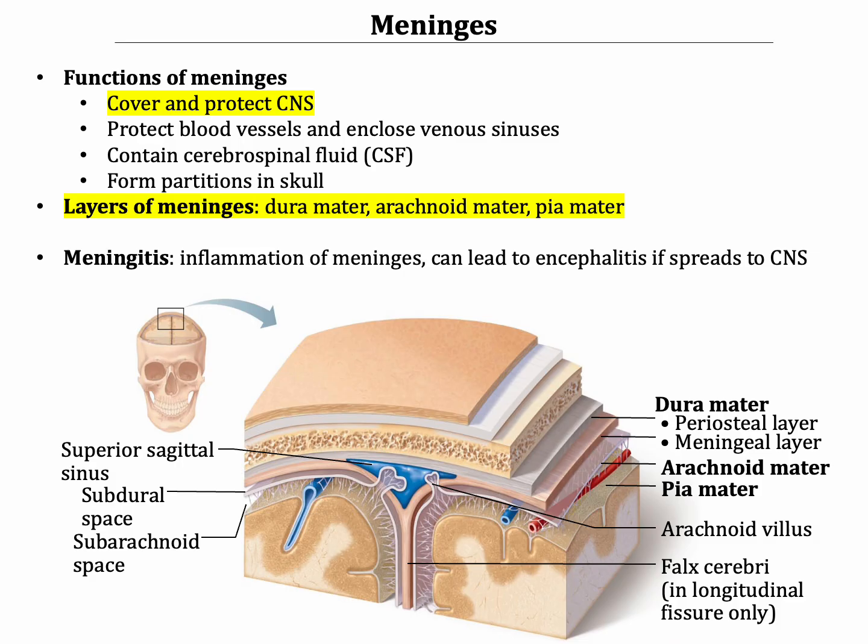Now moving on to talk about the coverings of the CNS, or what we call the meninges, provide several functions, mostly a protective structural role, protects blood vessel, encloses venous sinuses, contains cerebral spinal fluid, forms partitions in the skull, and from superficial to deep, it includes the dura mater, arachnoid mater, and the pia mater. When someone has a meningitis, there's inflammation or infection of the meninges. Can be very dangerous. It could lead to encephalitis. It could spread to the brain tissue, which is a very serious problem.